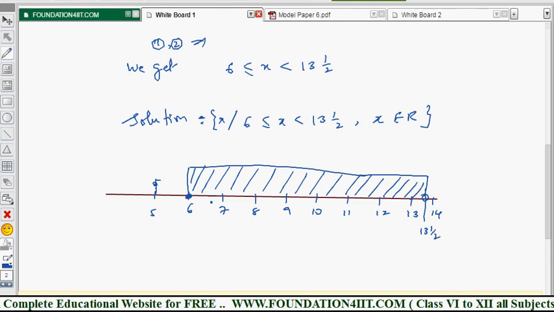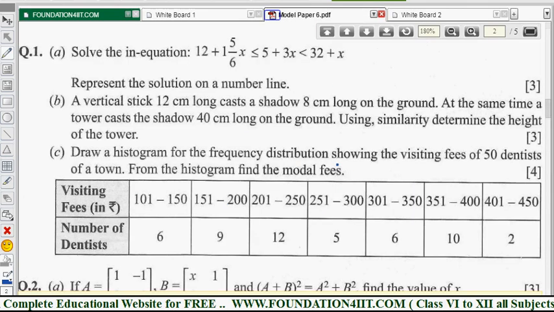Generally, in some questions, some textbooks, you can draw the line on the number line itself. You can take this method. You can just slightly bend this also. That means 13 and a half is not included, right? This way I can represent the number line. Let us see the next question.